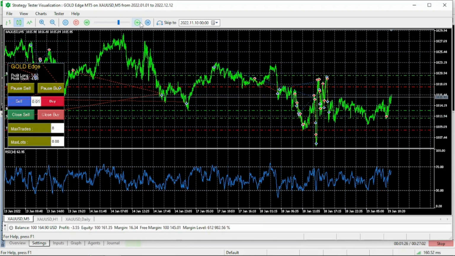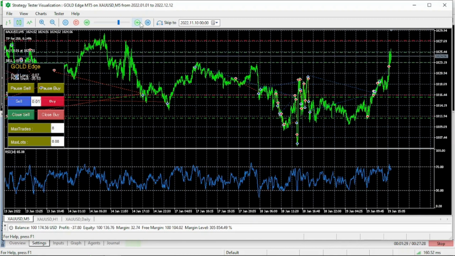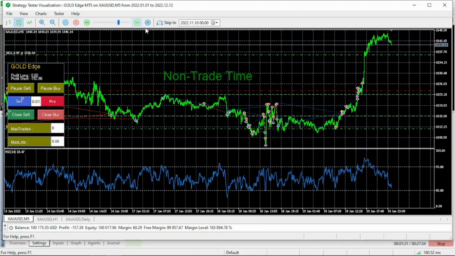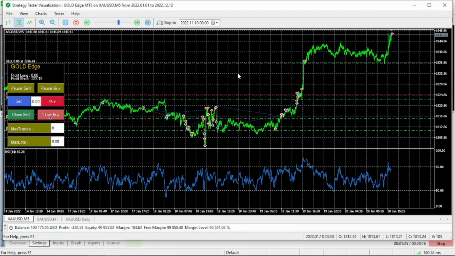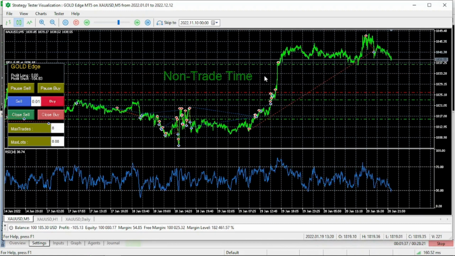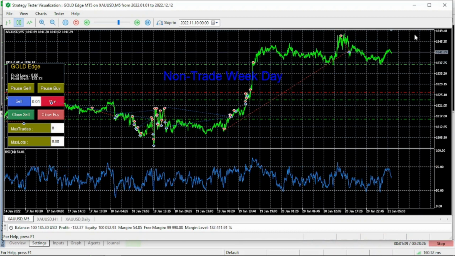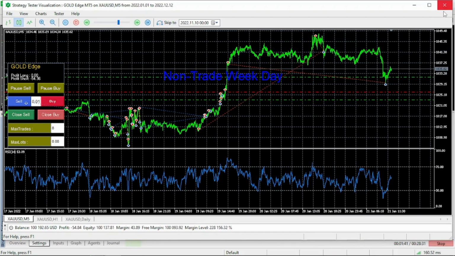I do recommend trading it with a 0.01 lot as the grid is aggressive. What I'd like to do is fine tune the RSI filter and find the optimal settings for this cent account.